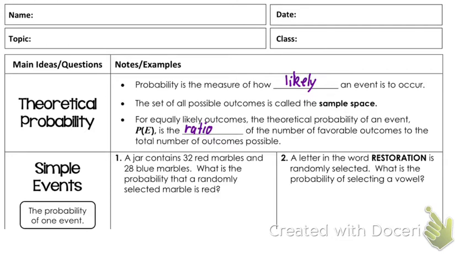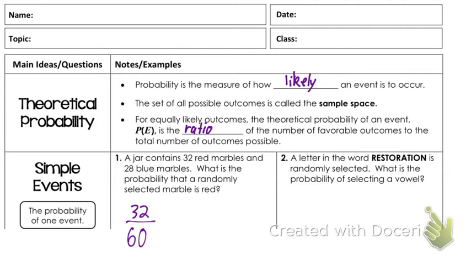So as I pull one out, what's more likely, do you think? I pull out a red or a blue one? The red one. Why do we say red? There's more of them, okay? Well, how many red marbles are there? 32. How many total marbles are there? Add them together. 60. So there are 60 total marbles, and 32 of those are red. So the probability we get a red marble is 32 divided by 60.